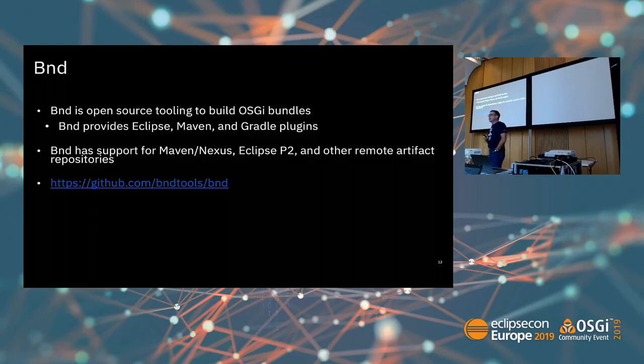and of course BND also has support for a lot of the popular repository types that people use, right? Maven, of course, is super popular. Maven Central. A lot of companies have Nexus repositories. Eclipse, of course, uses its own special flavor of repository called P2. And you can have other remote artifact repositories as well. OSGi has got its OBR repository format as well.